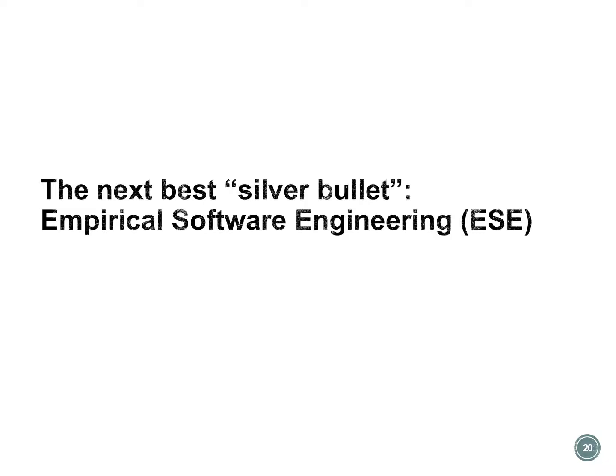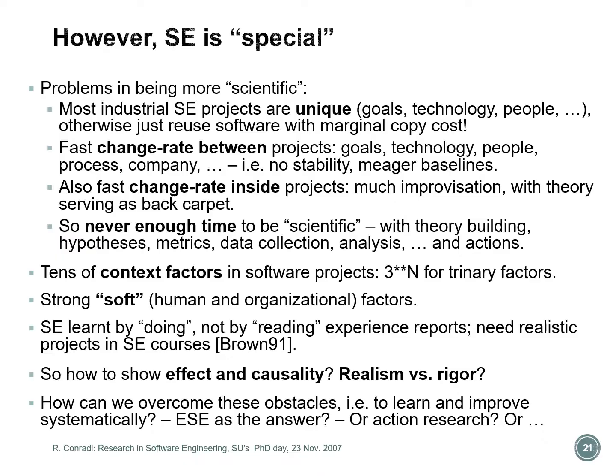Of course, there's one area in particular which, for example, the Lund University Software Engineering Group tends to use quite much, and it's called empirical software engineering. So empirical software engineering starts by understanding that software engineering is a bit of a special case. There are a couple of problems which make things difficult.